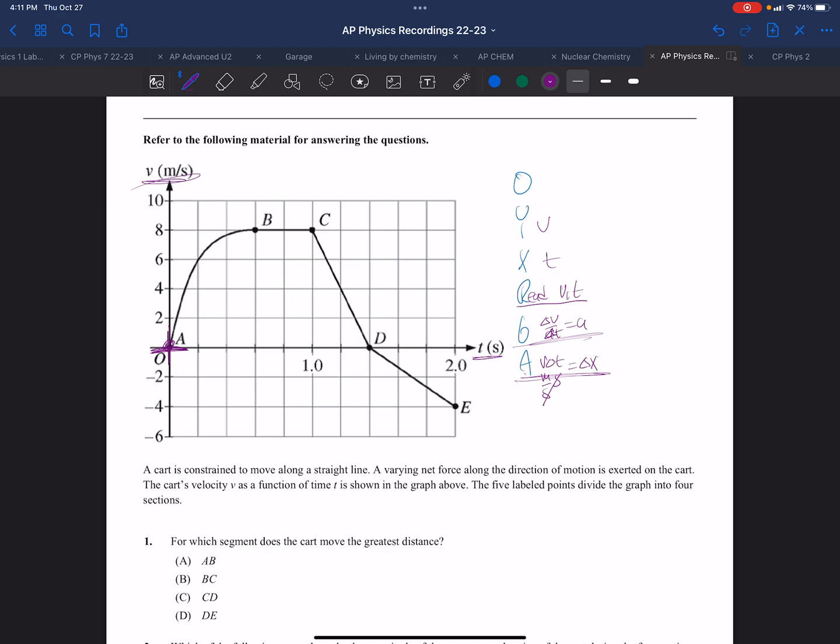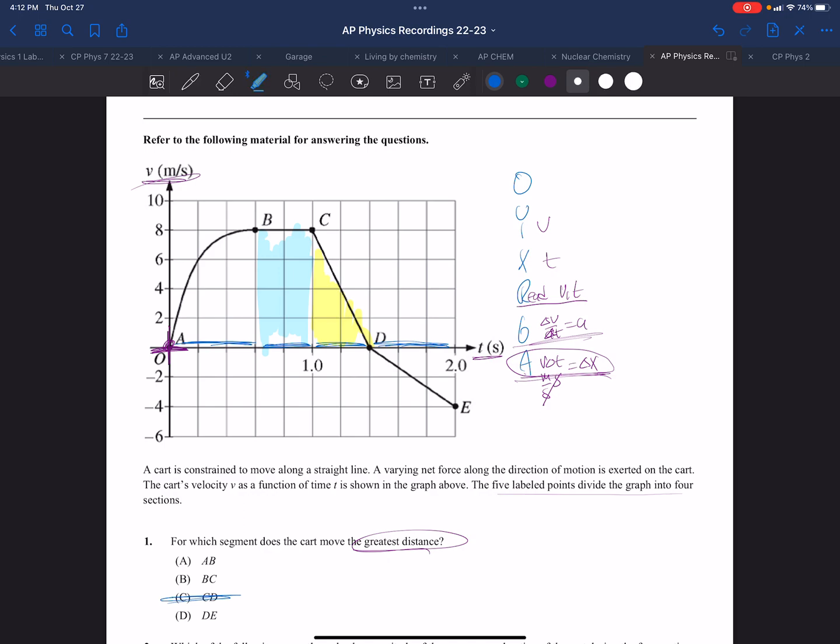So, a cart moving in a straight line, 5 labeled points into 4 sections. Which segment has the greatest distance? So the greatest distance is going to be the greatest area. And so we have the segments AB, BC, CD, and DE. It should be readily apparent that the area of CD is less than the area of BC. We want the greatest distance, so it can't possibly be choice CD.